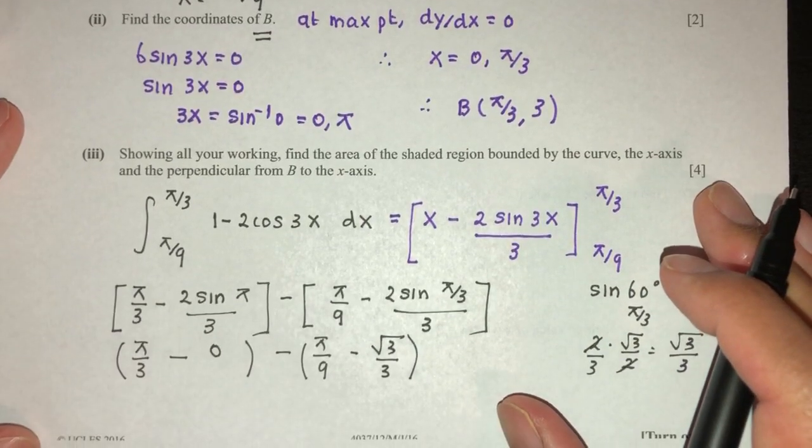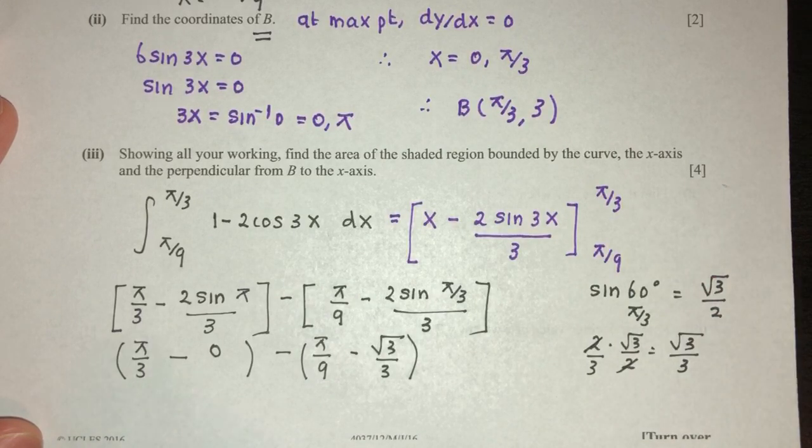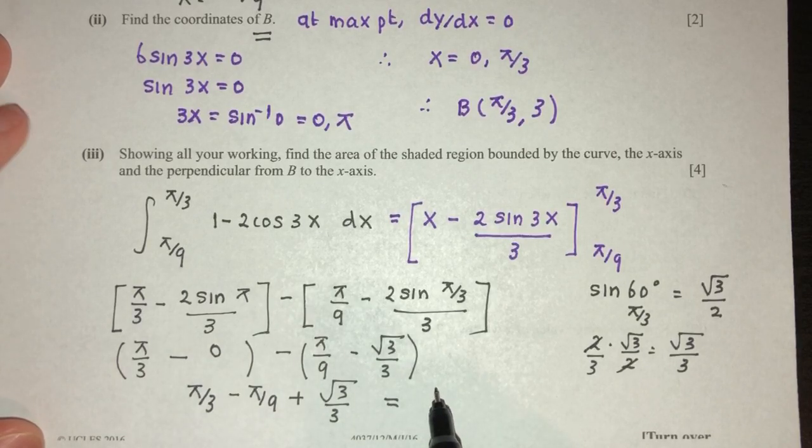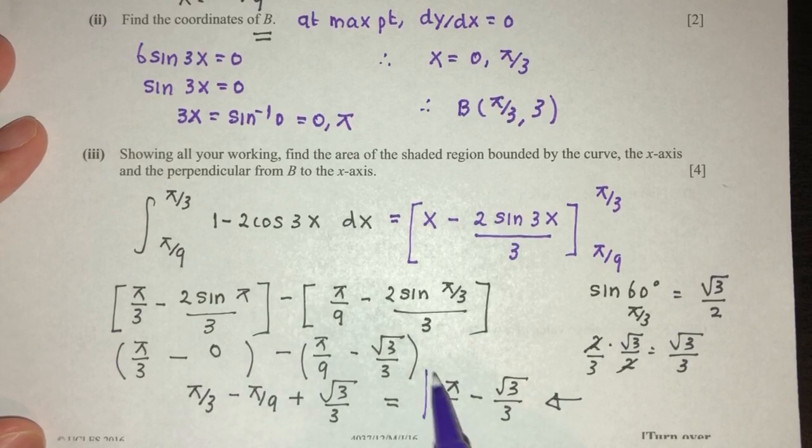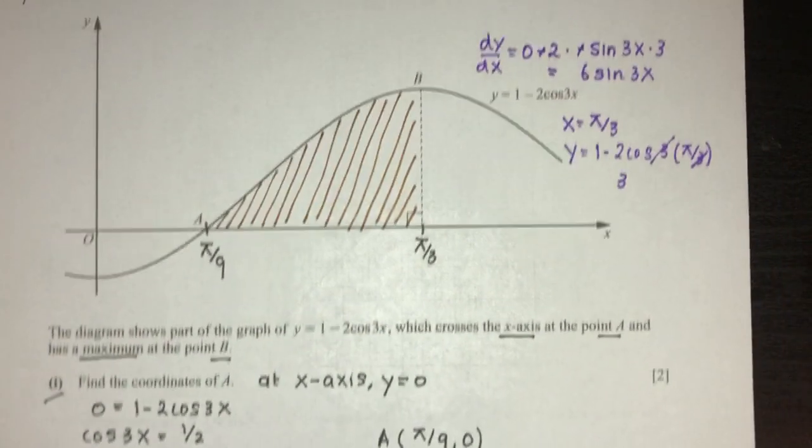So finally we have to simplify. So here we have pi by 3 minus pi by 9 plus root 3 over 3. And that should give you what? So make it become the same base. You will have 2 pi over 9 minus root 3 over 3. And this is your answer for the area that you need to provide. Okay, and that is your question number 7.